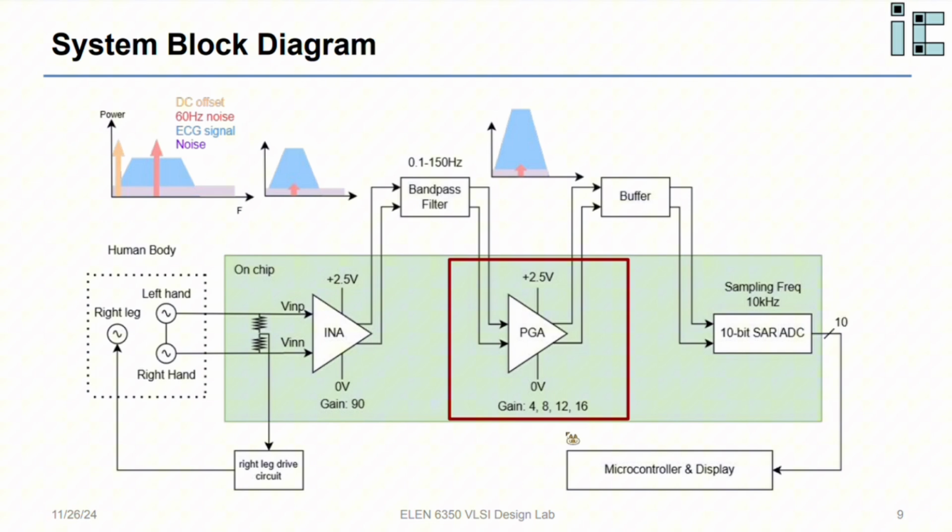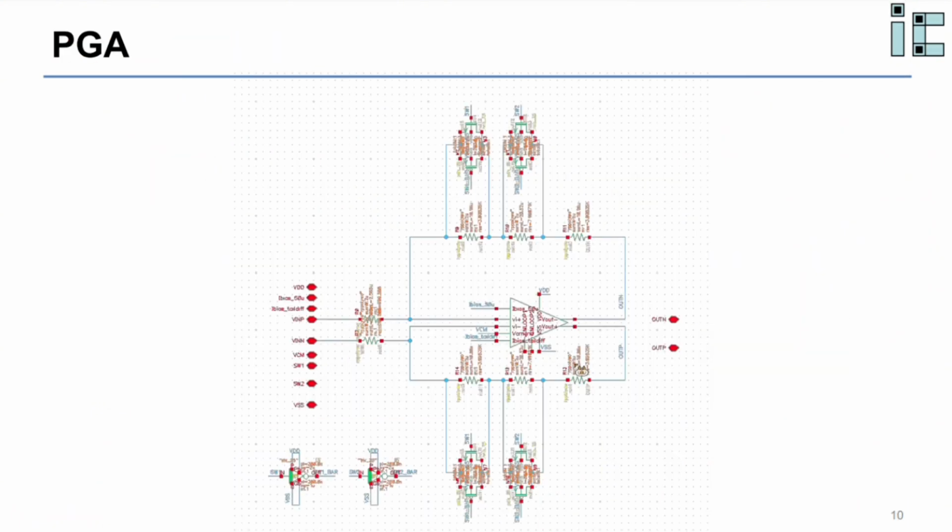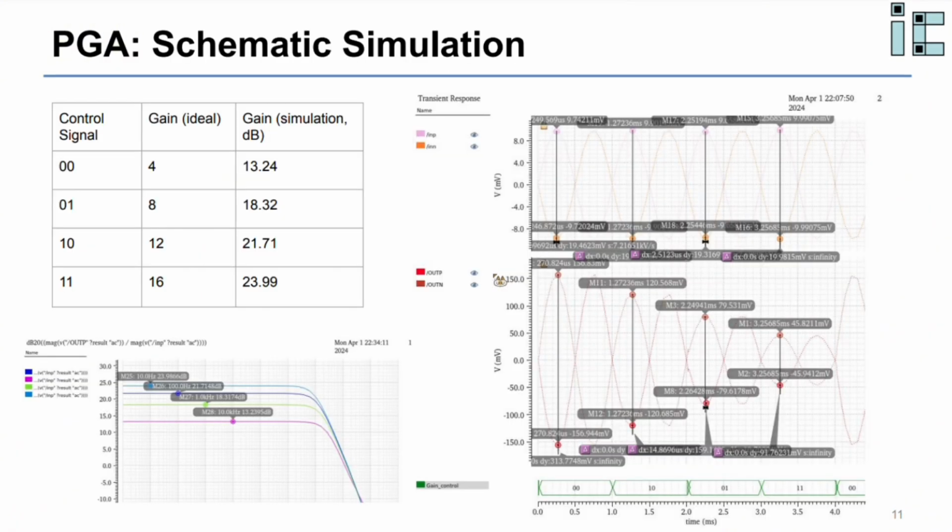So let's go to the PGA. The PGA has a simple structure, several resistors and the differential OTA, the same as the INA. The gain is controlled by two switches. The complementary pass transistor can short these resistors. The result shows the different codes control four gain options. We don't need accurate gain, so it is enough.